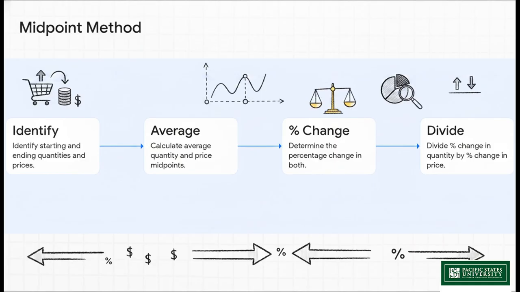Here's how it works, step by step. First, you identify your starting and ending quantities and prices. Second, you calculate the average quantity and the average price between those two exact points. These become your midpoints, your base. Third, you determine the percentage change by taking the difference in quantities and dividing it by that average quantity. And you do the exact same thing for the price. Finally, step 4, you just divide the percentage change in quantity by the percentage change in price. Using the average as the base guarantees a beautifully symmetric calculation. You get the exact same elasticity number regardless of whether prices are rising or falling between those 2 points.